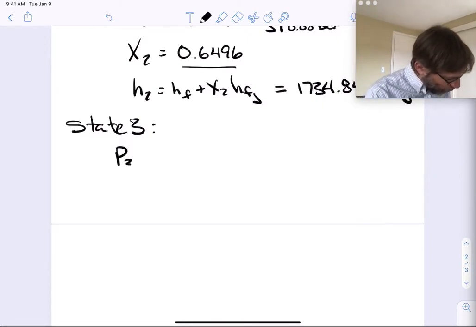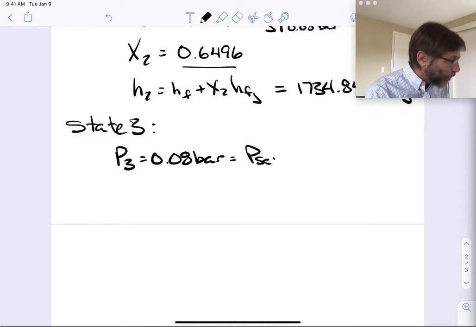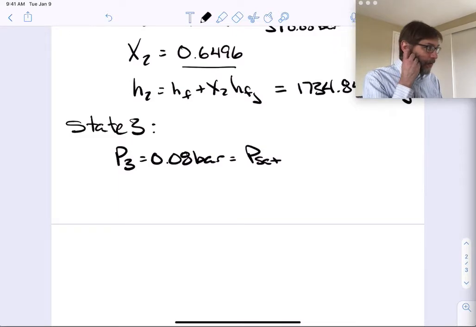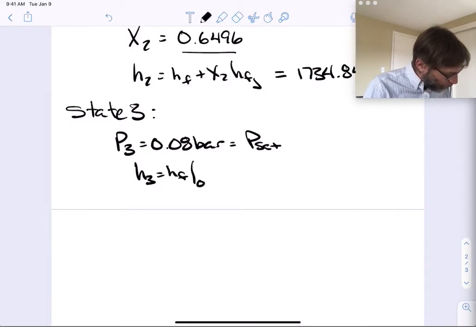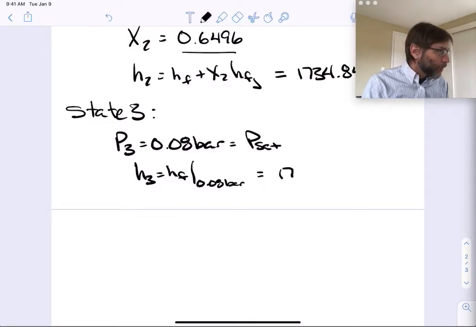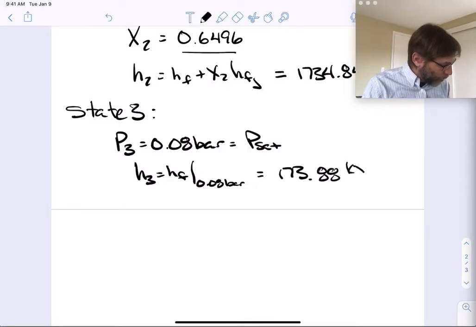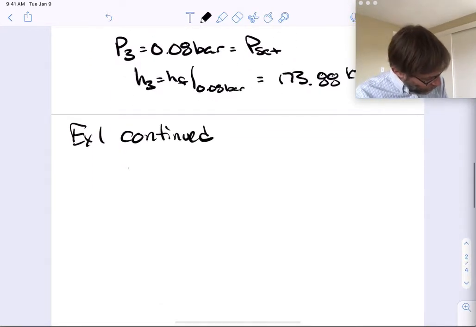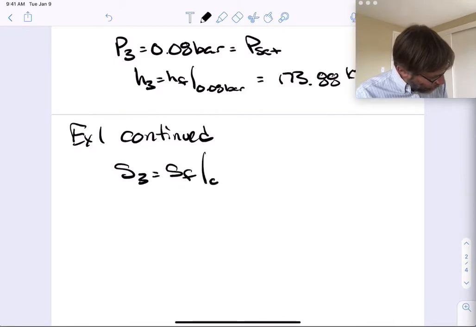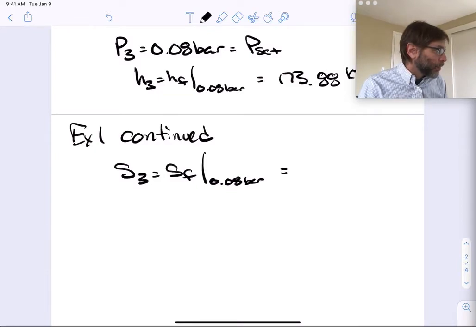State 3, so we know that P3 is also 0.08 bar, P_sat, but we also know that we're at the saturated liquid line. So that means that H3 equals H_f at 0.08 bar, and this is equal to 173.88 kilojoules per kilogram, and we also have S3, so S3 equals S_f at 0.08 bar.